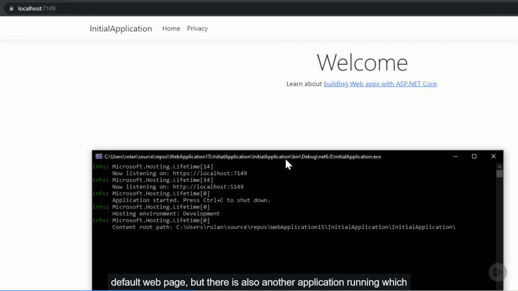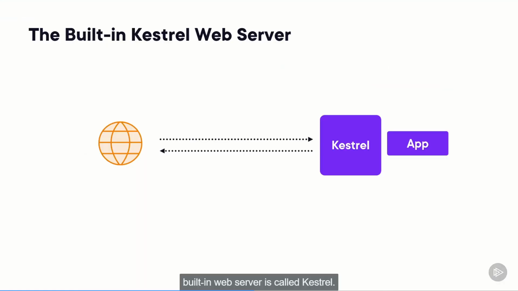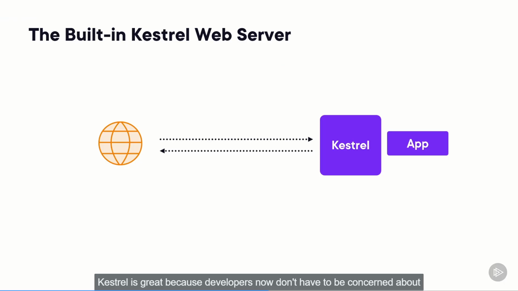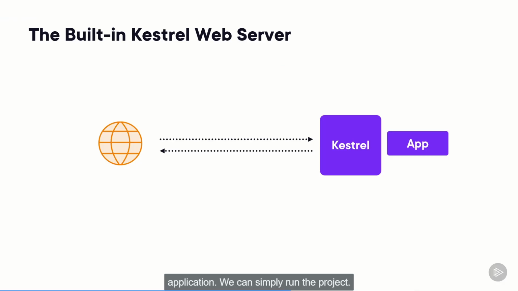But there is also another application running, which looks like a console application. There is some logging. It seems to listen on a URL that matches the URL in the browser. So that means that our web application contains its own web server, and browsers can talk to it directly. This built-in web server is called Kestrel. Kestrel is great because developers now don't have to be concerned about configuring a web server to run the application on while developing the application. They can simply run the project.